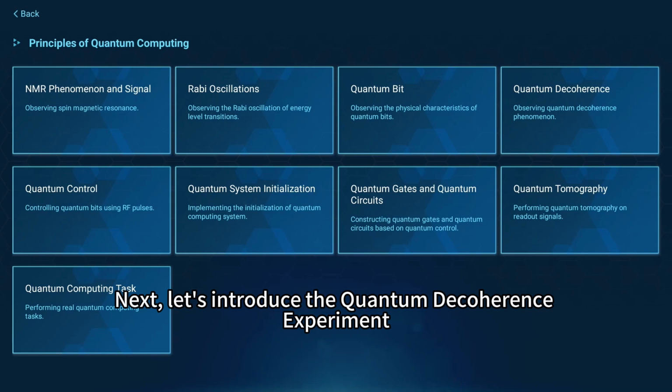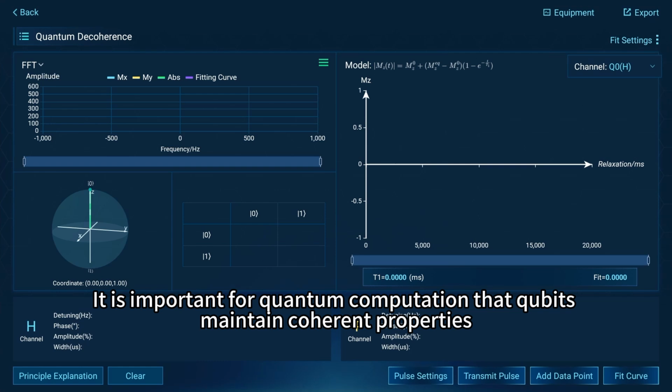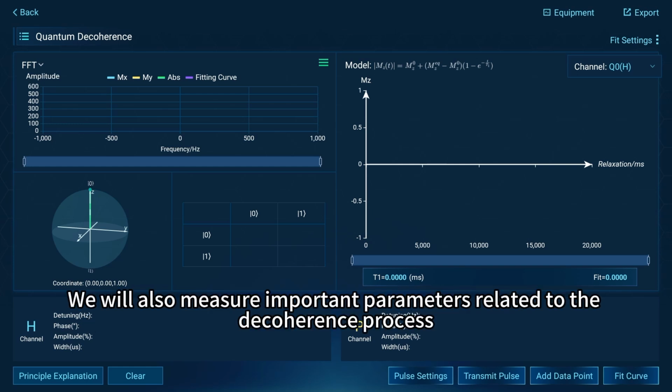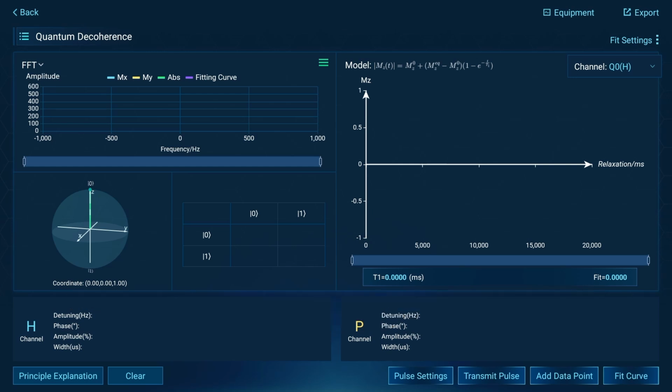Next, let's introduce the quantum decoherence experiment. It is important for quantum computation that qubits maintain coherent properties. In this experiment, we will observe how a qubit goes back from a coherent quantum state to a classical thermal equilibrium state. We will also measure important parameters related to the decoherence process.